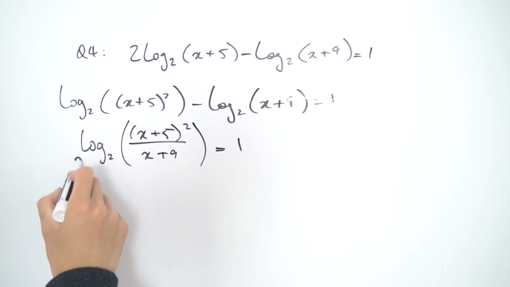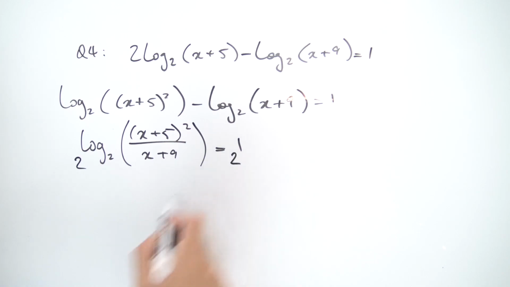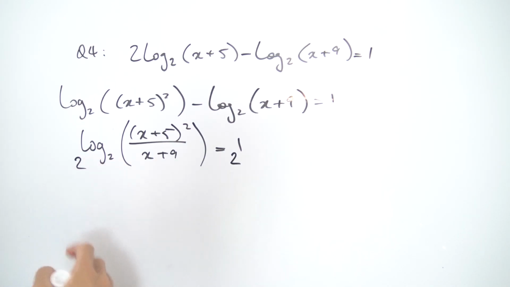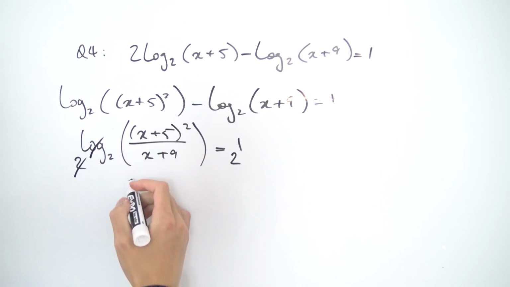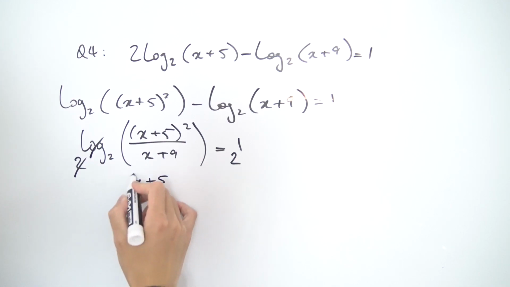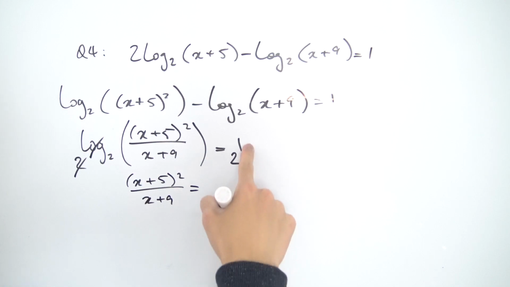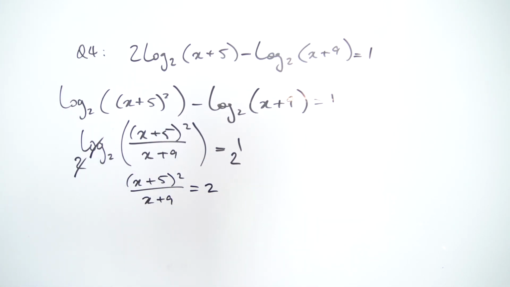So if you raise the left-hand side to 2 and raise the right-hand side to 2, this 2 and this power of log base 2 cancel each other out, and you're left with what's inside right here. So that's (x plus 5) all squared, divided by (x plus 9), and that's going to give you 2 to the 1, which is 2. And now you can bring this x plus 9 onto the other side, and you get some kind of quadratic.